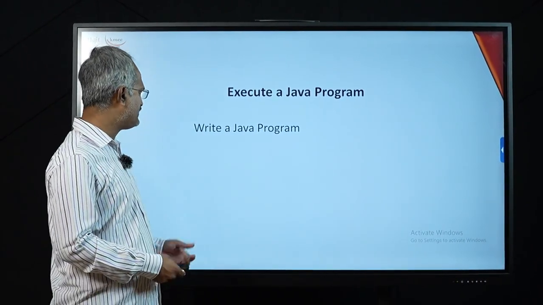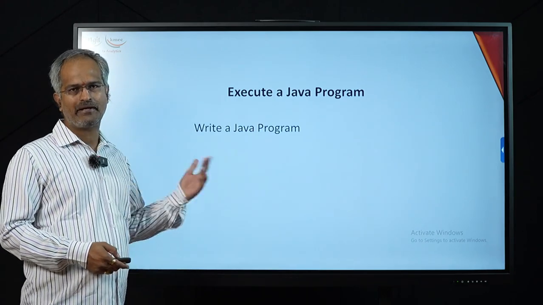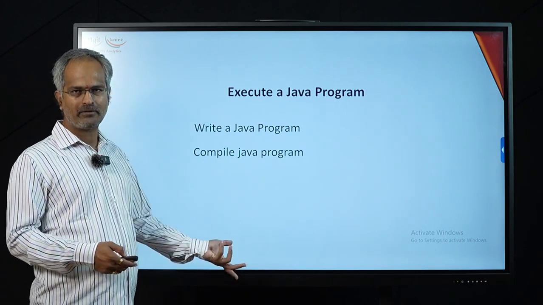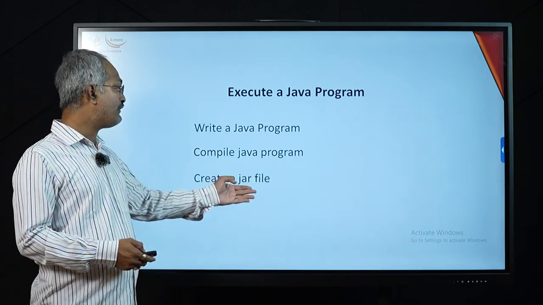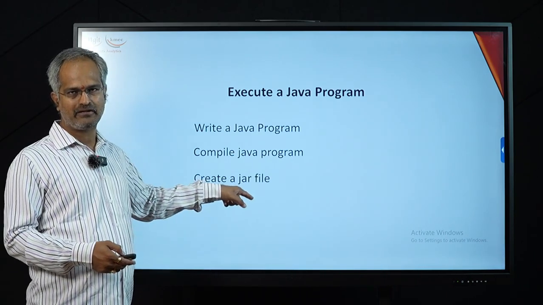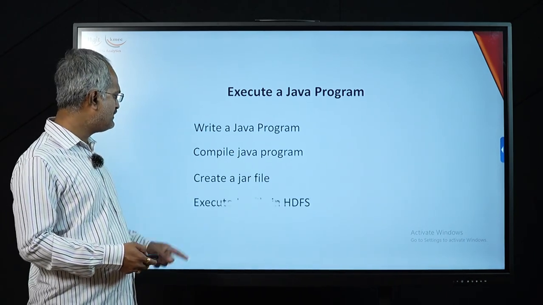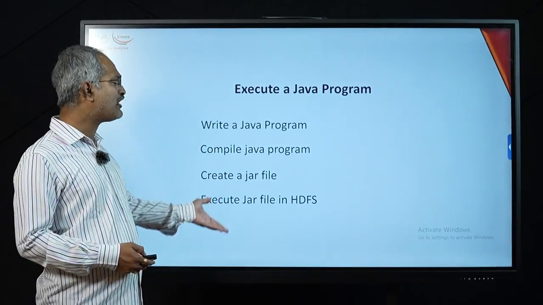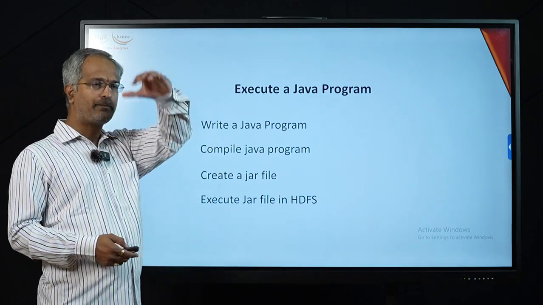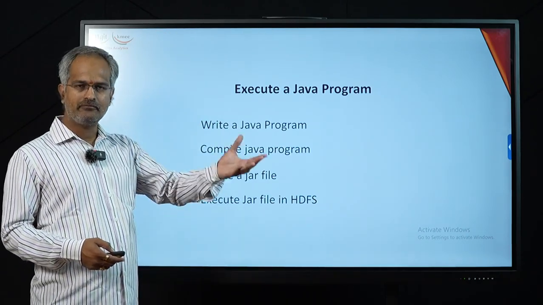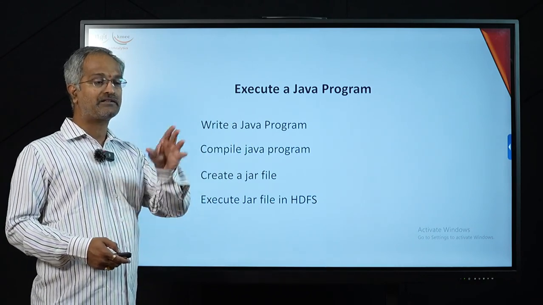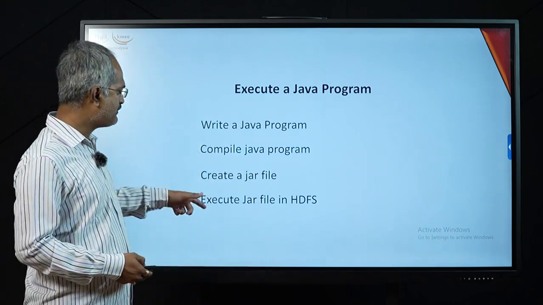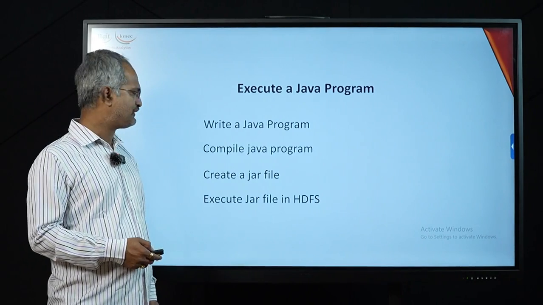But here it is a little different. First we have to write the Java program with the .java extension, and then compile it using javac. Then we have to create the jar file. Here we have to change: we create the jar file and then execute the jar file on the Hadoop environment. Because we have to execute on the complete Hadoop cluster, we are not going to execute the program on a single machine. If you want to execute on a single machine, you can simply use java, but here we are going with the Hadoop cluster.